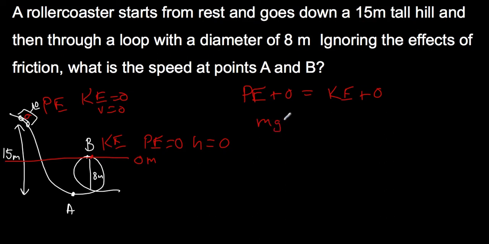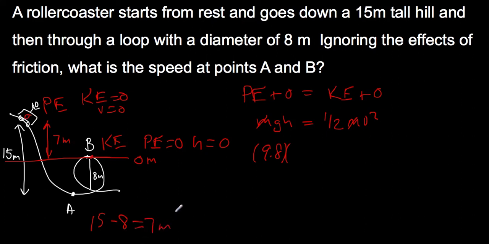So again, mgh is equal to 1/2 mv squared. The m's are going to cancel off just like before, so I'm going to get 9.8 times h, which in this case would be 7 meters. 15 minus 8 meters, that's 8 above the ground, is equal to 7 meters. So again, that's just some subtraction. I'm sure it's not too big a deal. So 9.8 times 7 is going to be 68.6. That's going to equal the same 1/2 v squared.